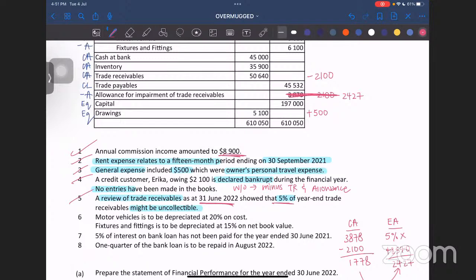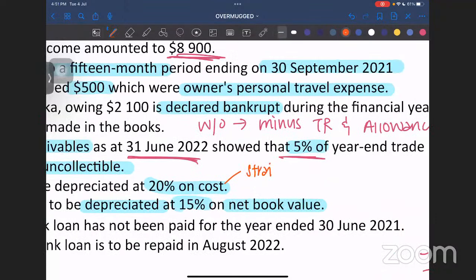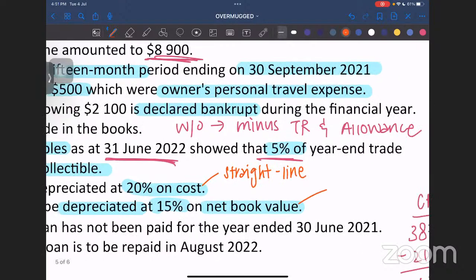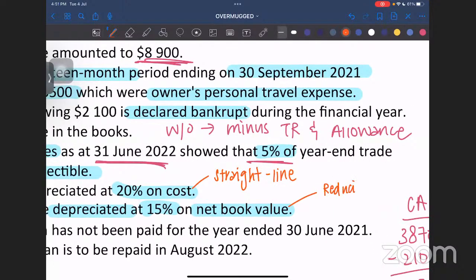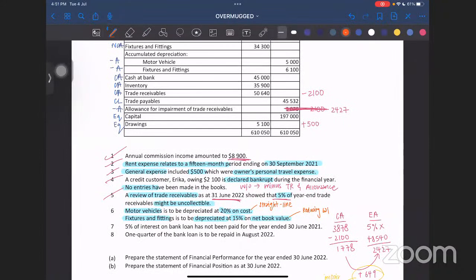And now this is depreciation. I think it's quite straightforward. Here, motor vehicle, we are going to depreciate 20% on cost, and fixtures and fittings, we will depreciate 15% on net book value. What they are trying to say is that on cost just means straight line. I'm using the straight line method to depreciate. Then they say they are going to depreciate on net book value, which basically just means reducing balance method. Sometimes they will say straight line, sometimes they will say on cost. So you just need to know the English.